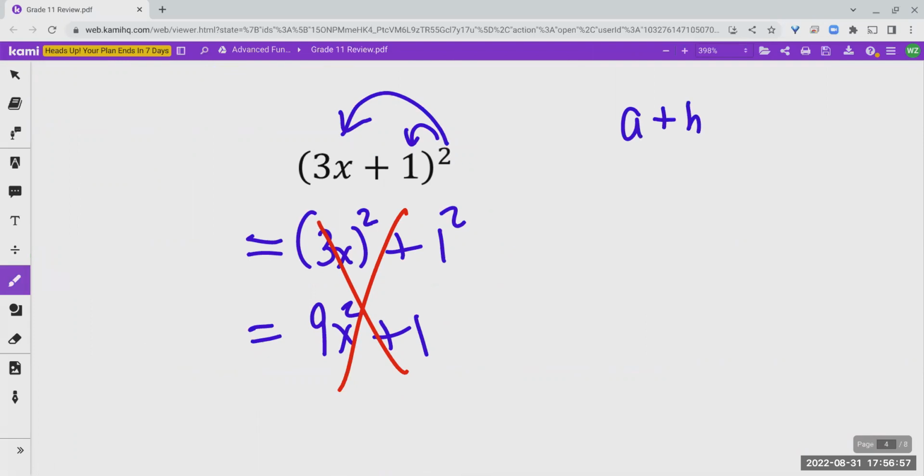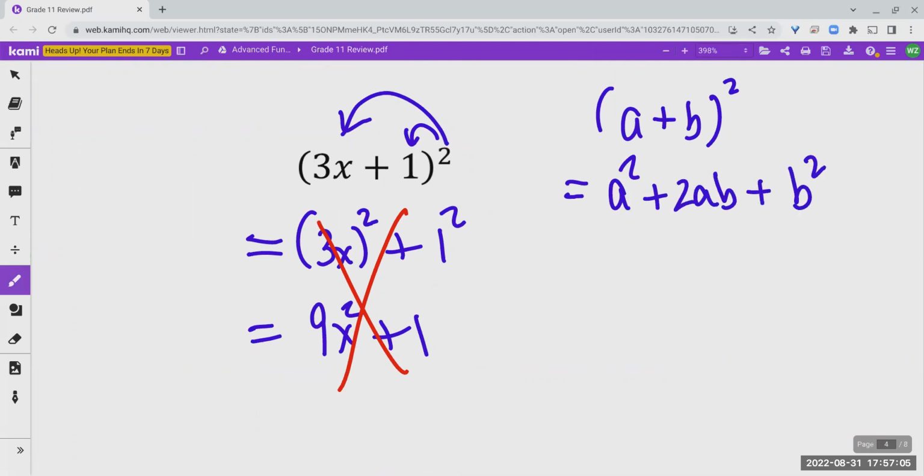It goes something like this. So (a + b) squared is a squared plus 2ab plus b squared. And of course, if it happens to be a minus b, well, that sign becomes minus. But yeah, that's a formula that your teacher likely showed you in grade 10, and you're expected to then expand using the formula.